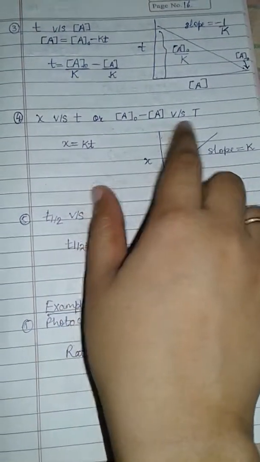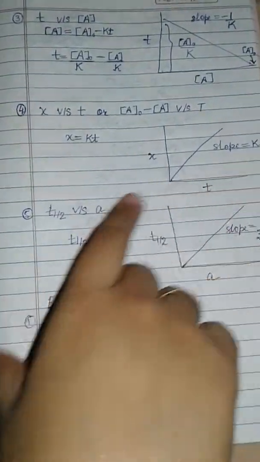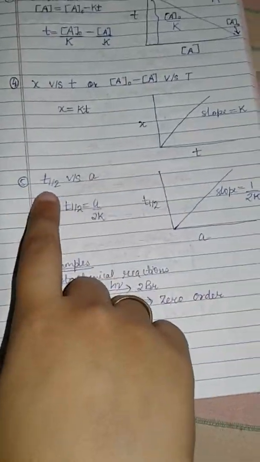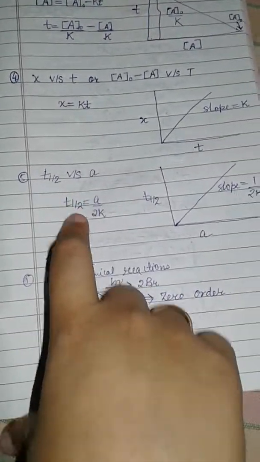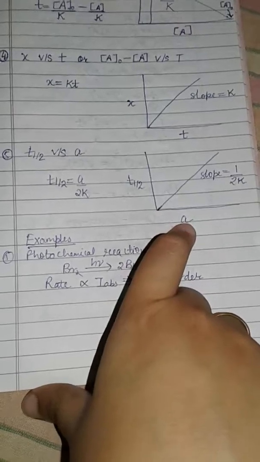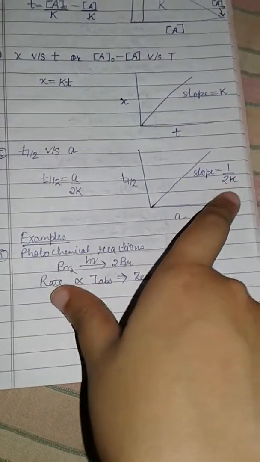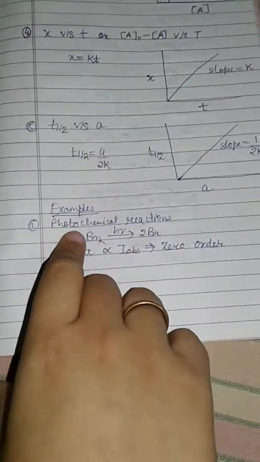Now x versus t, or a naught minus a versus t. We know x is equal to kt, so slope is k, intercept is 0. Now t half versus a. T half is equal to a upon 2k, we know, so in t half versus a we get slope equal to 1 upon 2k, and intercept 0.